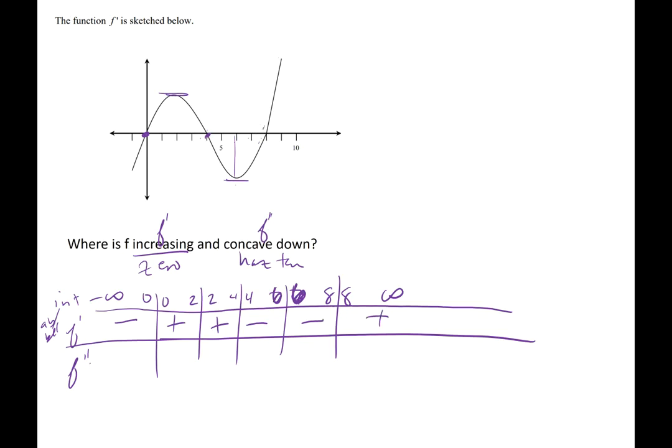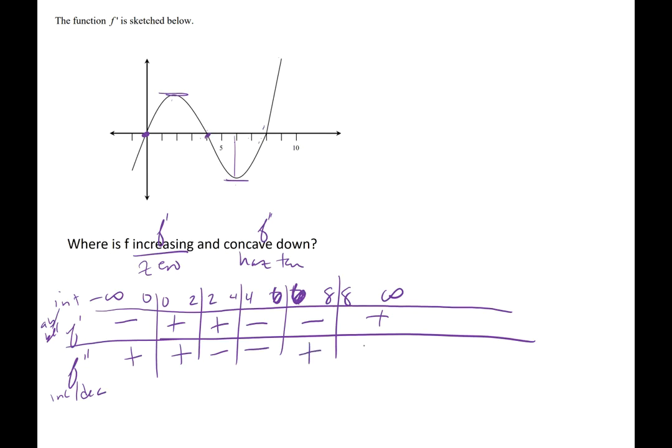Then I'm looking at the second derivative. Now I have to look at increasing, decreasing. So from negative infinity to 0, I am increasing, so it's positive. 0 to 2, still increasing. 2 to 4, decreasing. 4 to 6, still decreasing. 6 to 8, increasing.